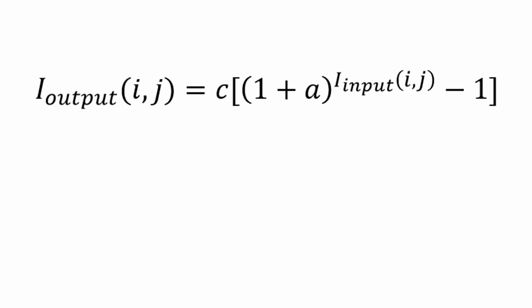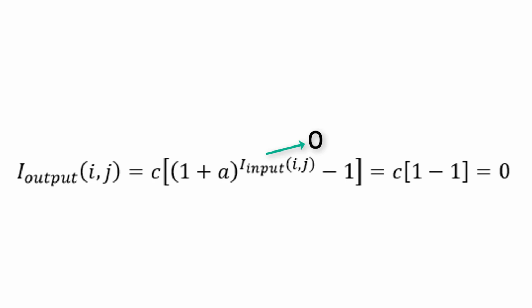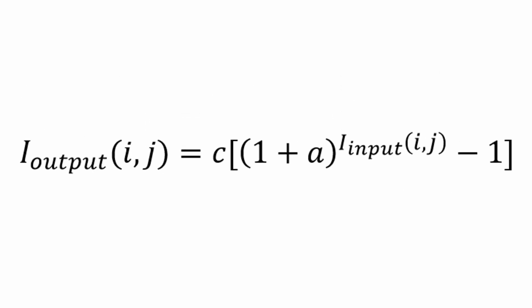However, if there is no input, that means I equals 0, the output will be c, the constant value, which is obviously unacceptable. We can't have any output when there is no input. That is why we have subtracted 1 and formed this equation. Now, if the input is 0, the output will be 0. This is how this equation represents the exponential transformation of the input image.